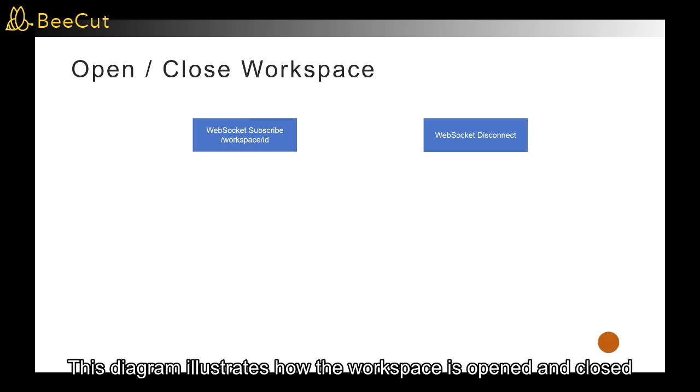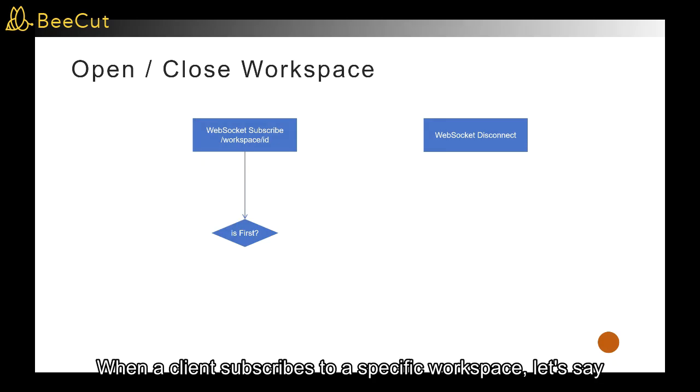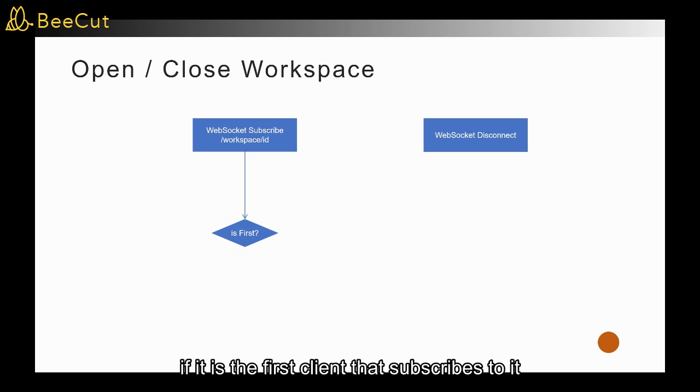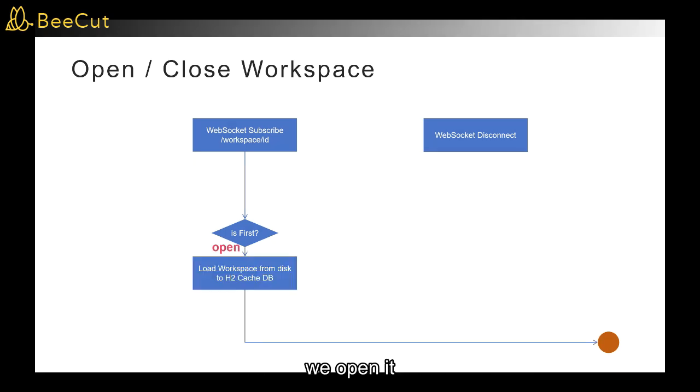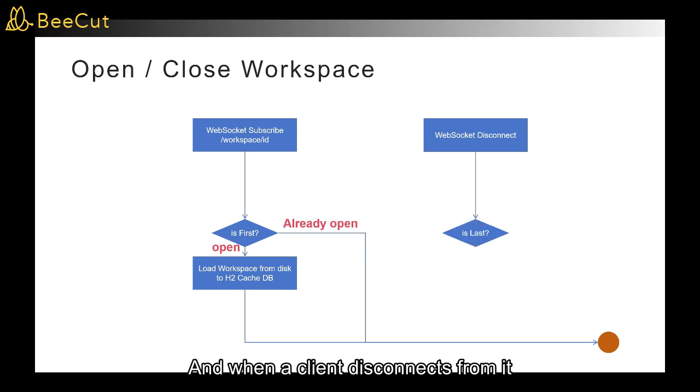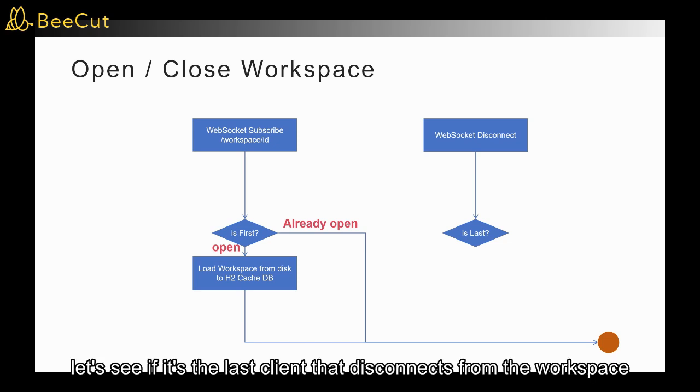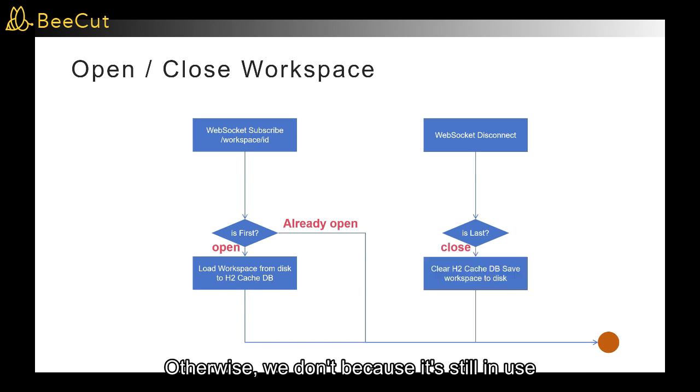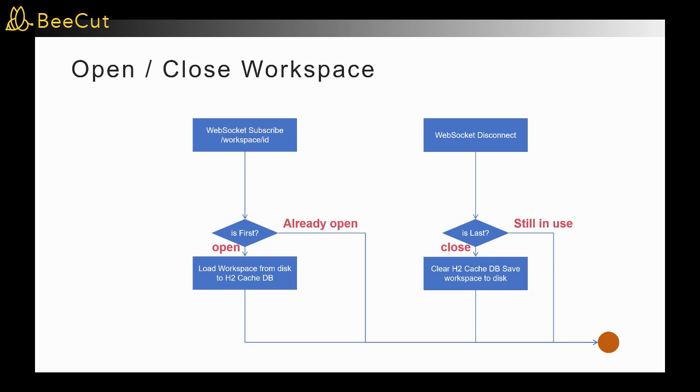This diagram illustrates how the workspace is opened and closed. When a client subscribes to a specific workspace, if it is the first client that subscribes to it, we open it, otherwise we don't. And when a client disconnects from it, if it's the last client that disconnects from the workspace, we close it, otherwise we don't, because it's still in use.